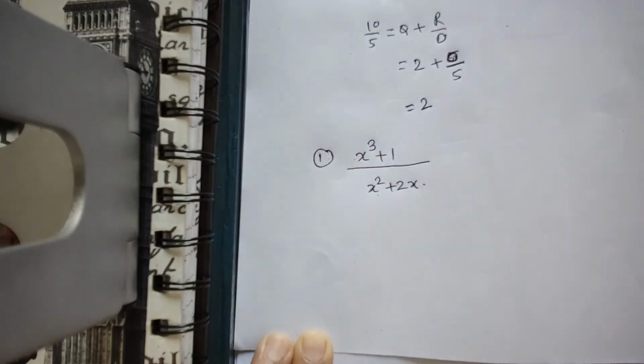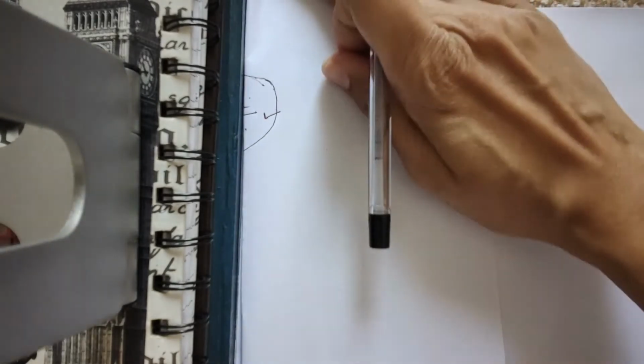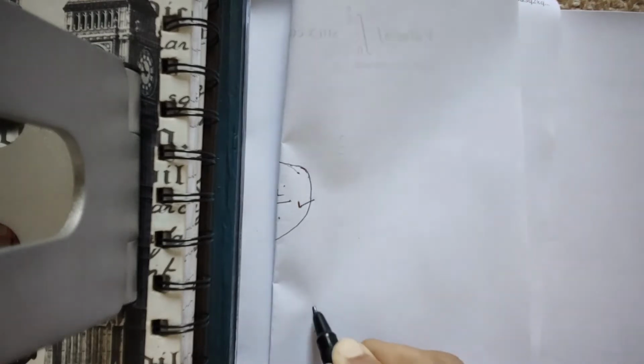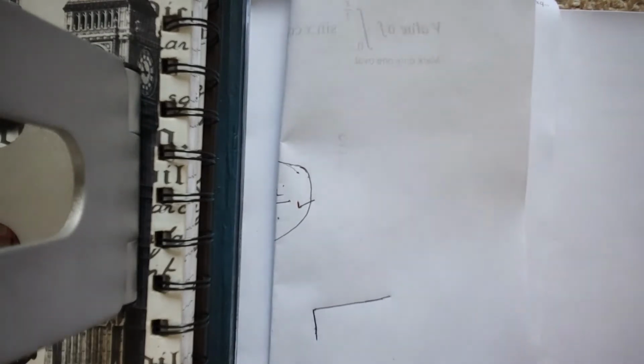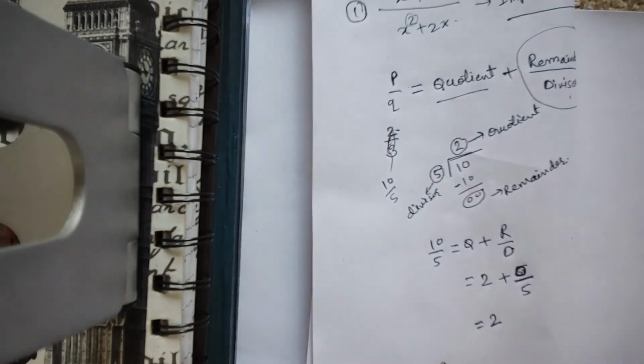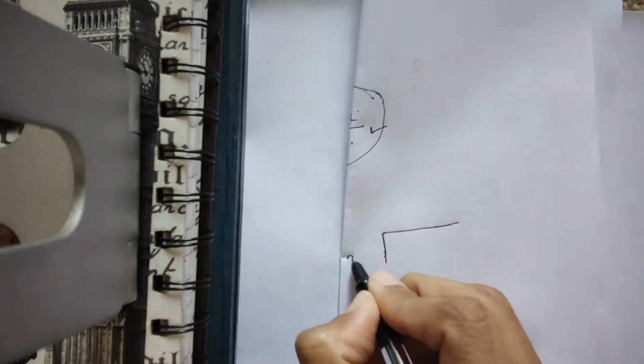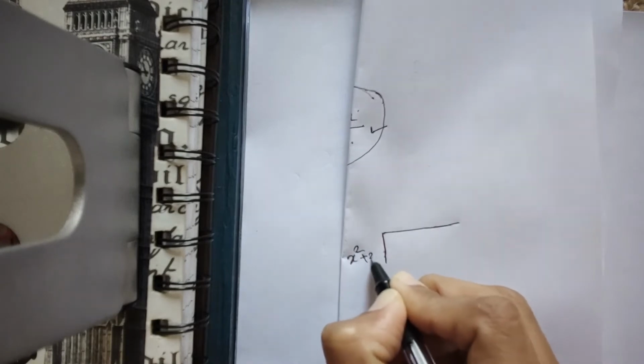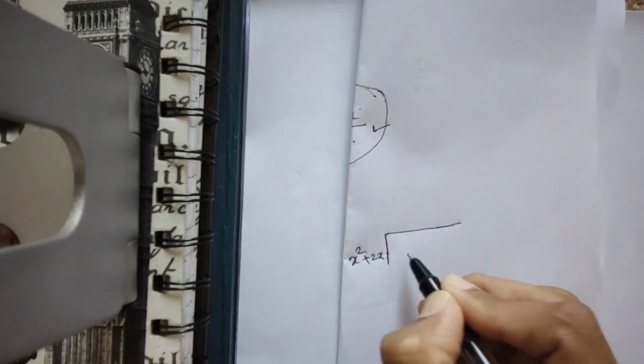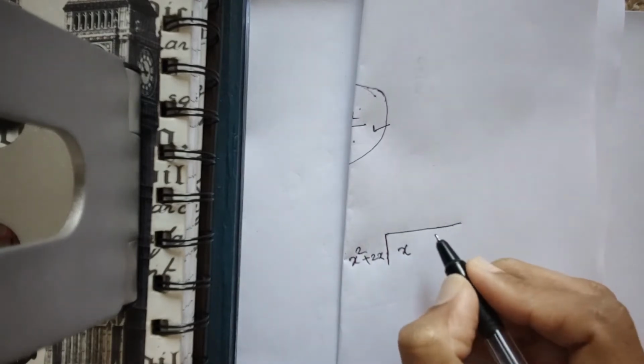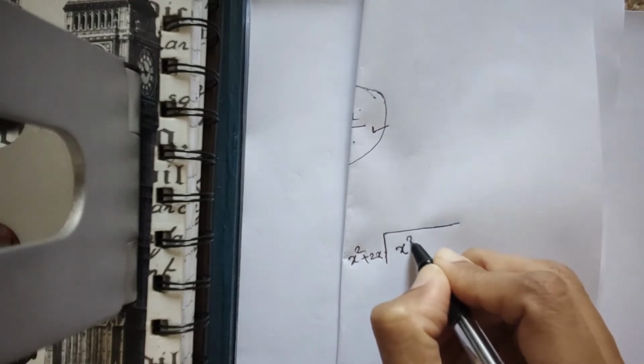Now by actual division, I want this actually divided. I'll make the division sign here. This is my divisor, x square plus 2x, and here I have x cube plus 1.